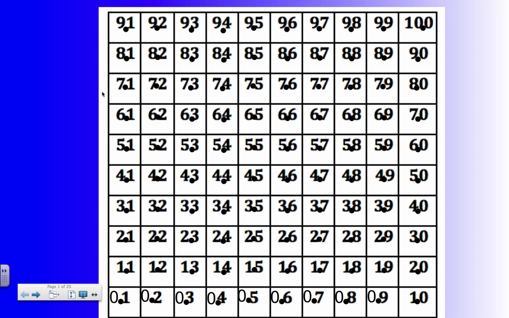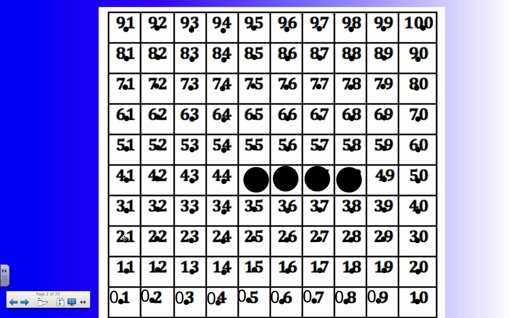This lesson is called Place Value of Decimals. If you notice, we have a chart here. Looks kind of like a 100 chart, except it has some decimals on it. You can see it starts down here at 1/10, 2/10, 3/10, goes over to one whole, and then all the way up to 10. And I'm going to give you a couple ideas and then give you some activities.